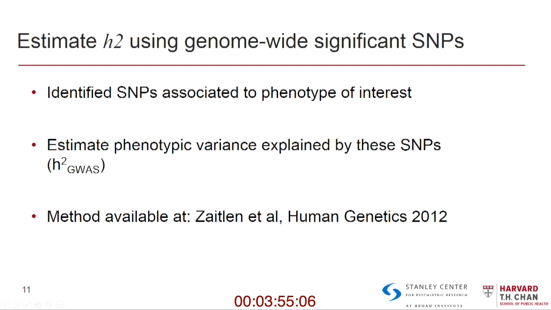To do this, this is very simple. You first need to identify which SNPs are significantly associated. You can conveniently get them from the GWAS result. You estimate for each of them how much phenotypic variance can be explained, and you sum them together. And this is covered by a paper published in 2012 in Human Genetics.